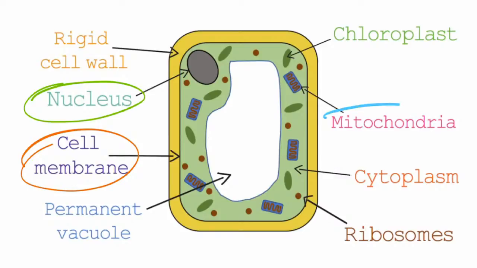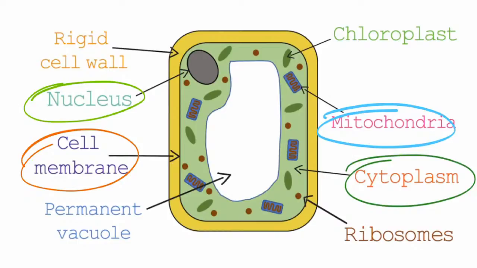We've then got mitochondria there. And again, they look exactly the same. So they're the powerhouse of the cell. So they're responsible for respiration. The next one is cytoplasm, and that's where most of the chemical reactions take place. And the final one that we had is then ribosomes, and again, they're responsible for synthesizing proteins and making proteins.